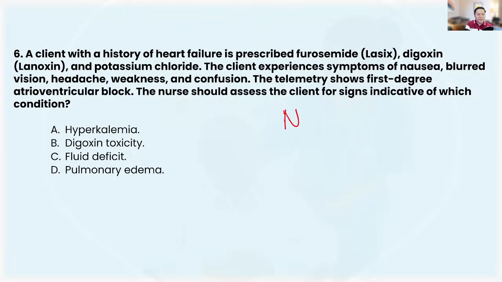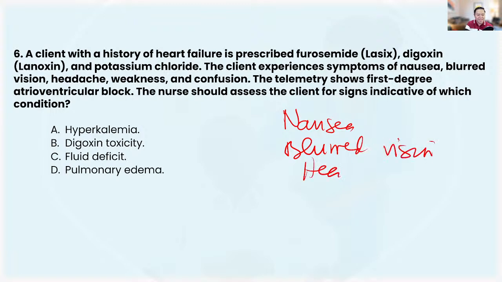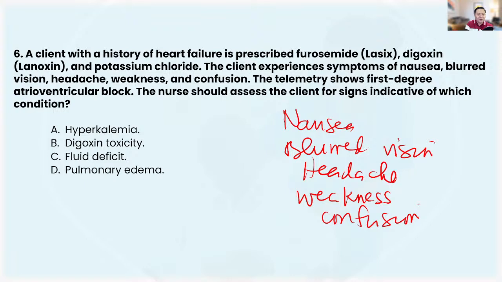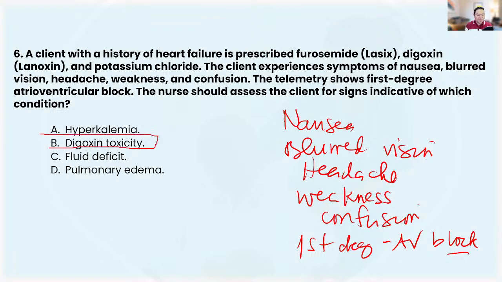There's nausea. There is blurred vision. There is headache. There's also weakness and confusion. And there is also first degree AV block in the cardiac monitor, right? Or telemetry. So these are significant findings in a patient that has digoxin toxicity. That is the correct answer.